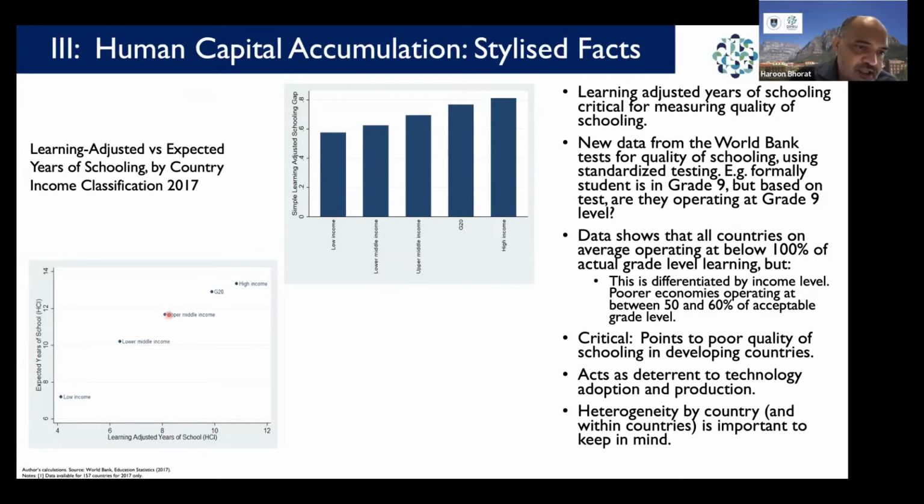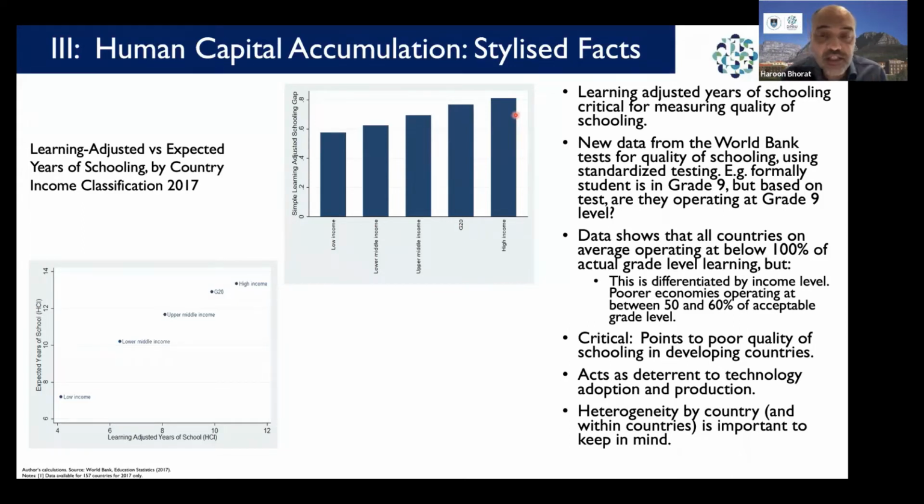But notice this, that as you go to poorer countries, not only is the accumulation level lower, but the gap is higher. And that's what this data shows. So low-income countries are operating at 50% of the mean years of schooling in terms of quality. Much better in high-income countries, but not at 100%. So what's critical is that even at the schooling level, you've got these gaps between quantity and quality that operate. And the gaps are larger, the poorer the country is.